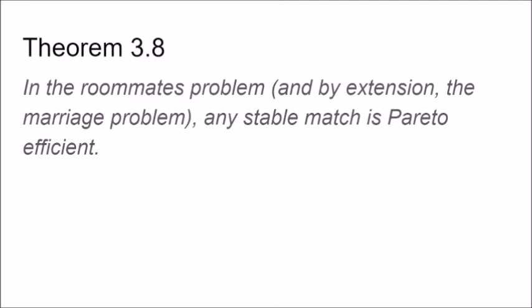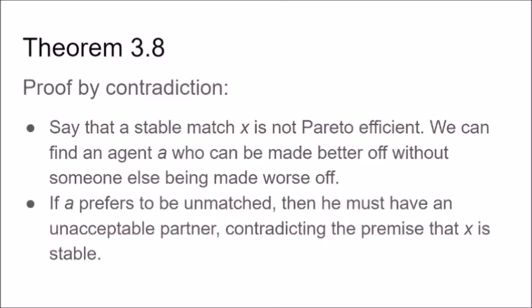Theorem 3.8 states that in the roommates problem, and by extension the marriage problem, any stable match is Pareto efficient. We can prove this one by contradiction. Say that a stable match, X, is not Pareto efficient. If the match is not Pareto efficient, that means we could find an agent A who can be made better off without someone else being made worse off. So again, there are two different scenarios. Either A prefers himself or A prefers someone else. So if A prefers himself, A prefers to be unmatched. That means he must have an unacceptable partner, which contradicts the premise that X is stable.